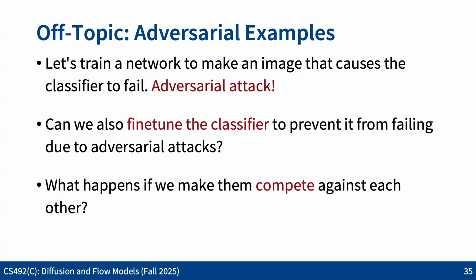Then what we can do is make them compete with each other. When you make some healthy competition between these two neural networks, we can make the two networks improve each other: this one makes better images, and this one does better classification. So that's the basic idea for the GAN.